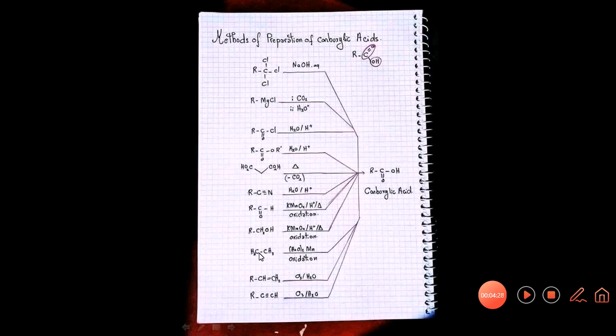Also, when you have an oxidation of this alkene in a strong oxidizing agent, it also yields a carboxylic acid. The last one is ozonolysis of unsaturated hydrocarbons. So this one is an unsaturated hydrocarbon. When you subject it to ozonolysis, with ozone, there is a possible cleavage, and that leads to carboxylic acid formation.